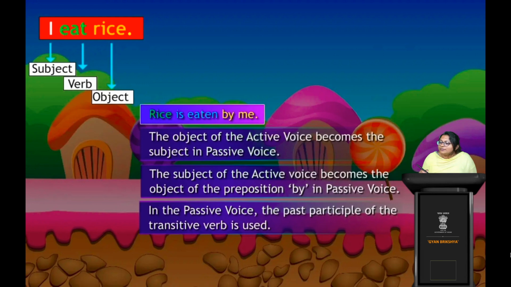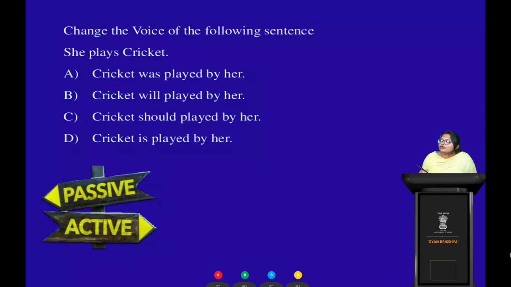Now let's take up our first question of the day. Let's see what it is. Change the voice of the following sentence. What you have to do is change the voice of this particular sentence. The sentence is: she plays cricket. This sentence is in active voice, so you have to change it into passive. You have four options in front of you. Your time starts now.